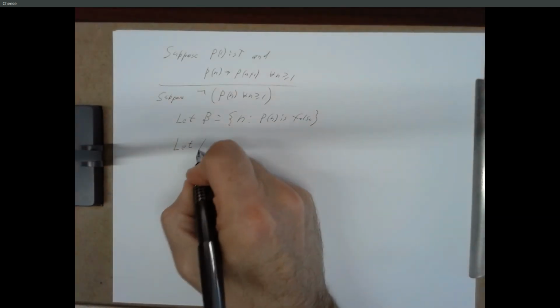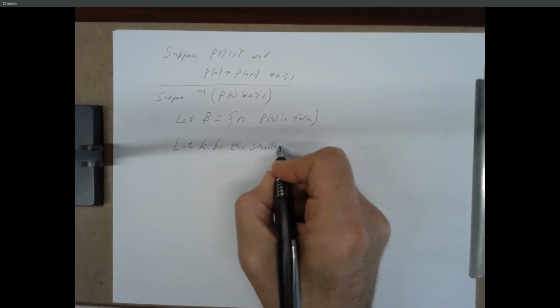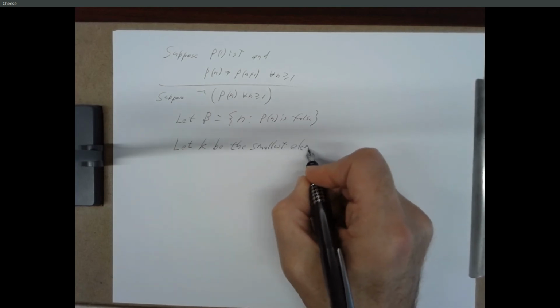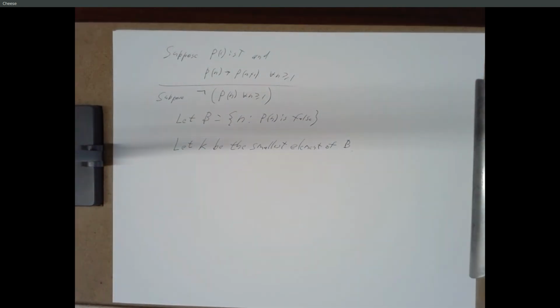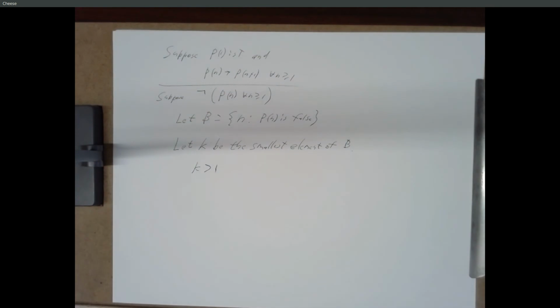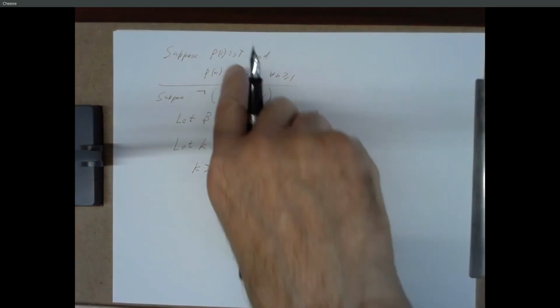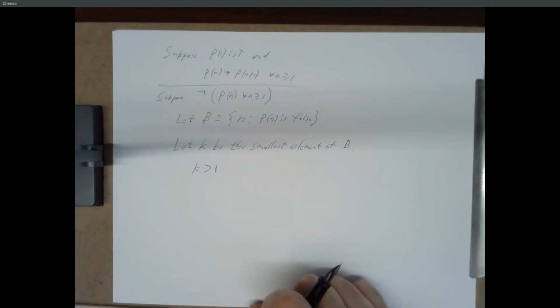So let K be the smallest element of B. Okay, we know that K has got to be bigger than 1 because the proposition is true for 1, so 1 can't be an element of this bad set. So K is at least 2.